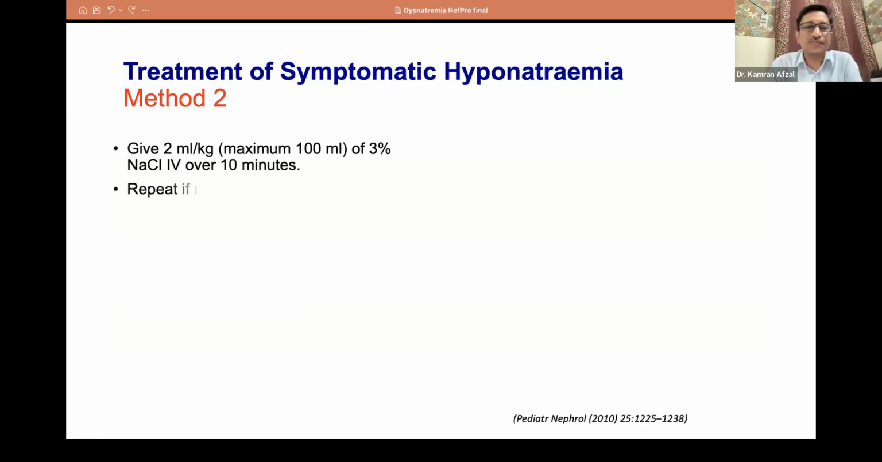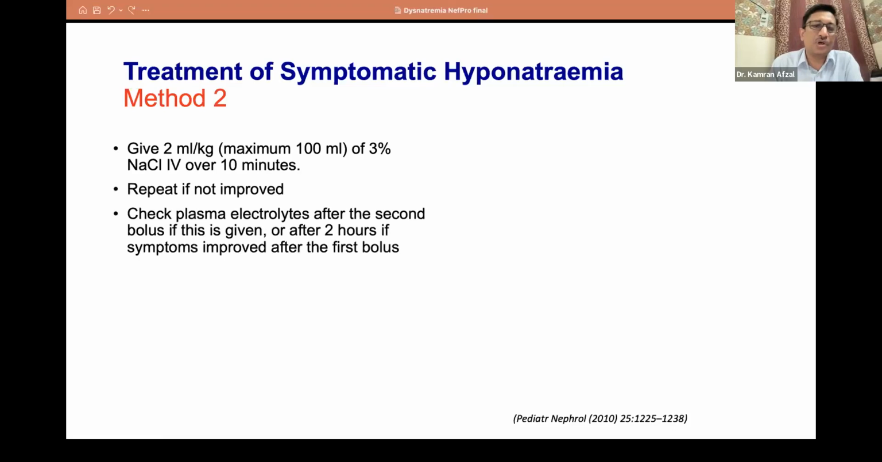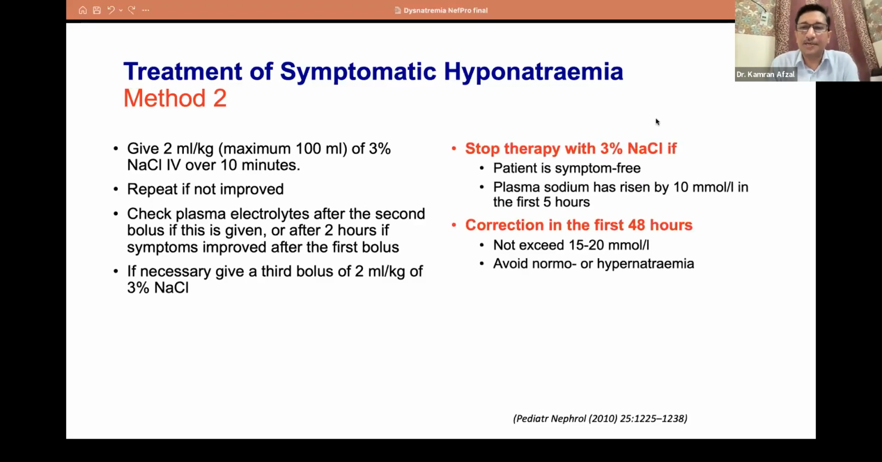The second method is to give this volume in aliquots of 2 ml per kg and see the response. So we give 2 ml per kg over 10 minutes and see the response, and maybe we may repeat it again once or maybe even twice. Again, the endpoint is that the patient should become symptom free, or you have already raised the serum sodium by around 10. That's where you need to stop giving further 3% saline.